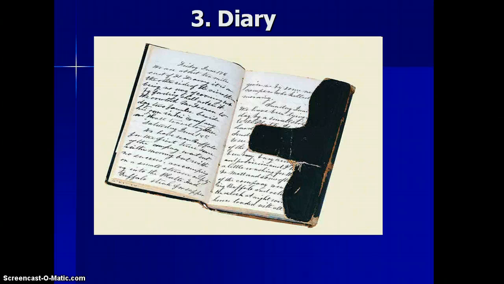Next, your diary. Is this primary or secondary? Or this could also be a historical diary. Primary or secondary? This is going to be primary because the author did experience the event.